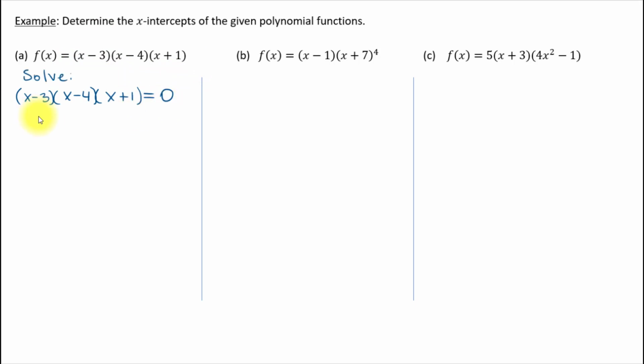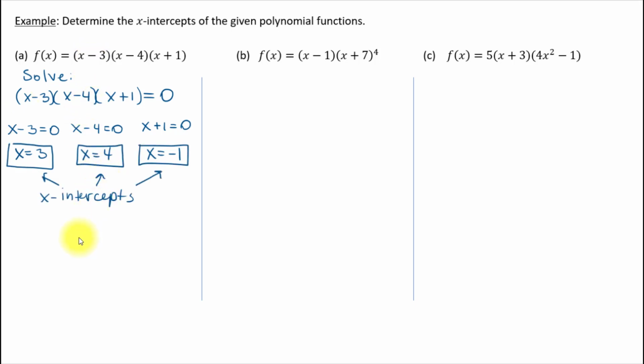For that, we're going to use what's called the zero product property, which says that if product equals 0, and product is when we multiply expressions or numbers, then it's either the first expression is 0, second, or third. In other words, we set each factor equals 0, and then solve for x. It's x equals 3 for the first one, x equals 4, and then x equals negative 1. So these are the x-intercepts for the graph of the given polynomial function. So graph of this function would cross the x-axis at 3, 4, and negative 1.